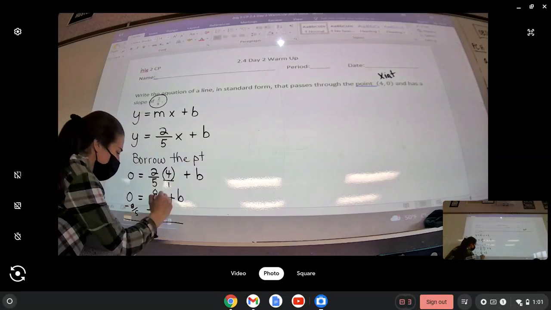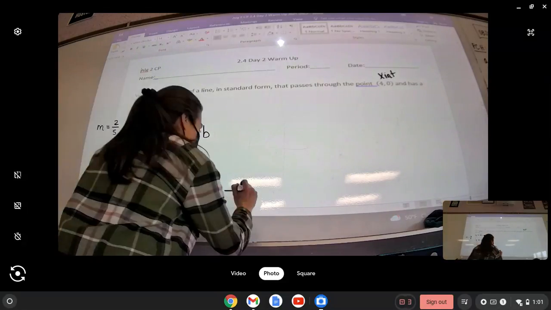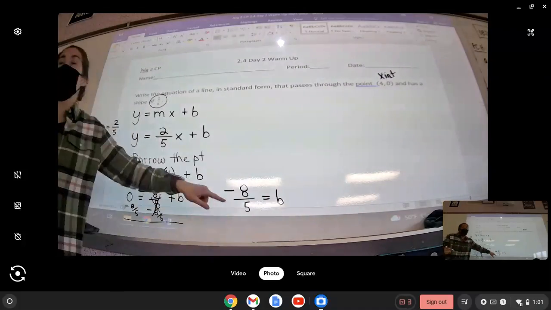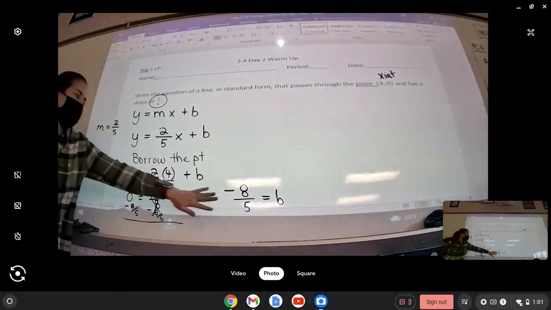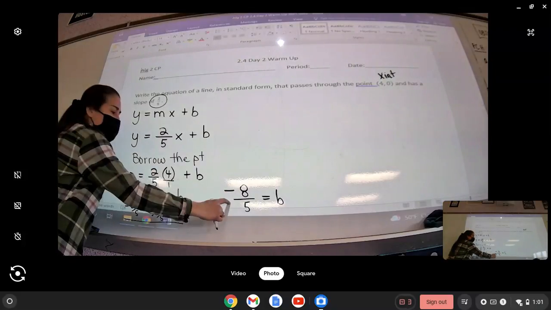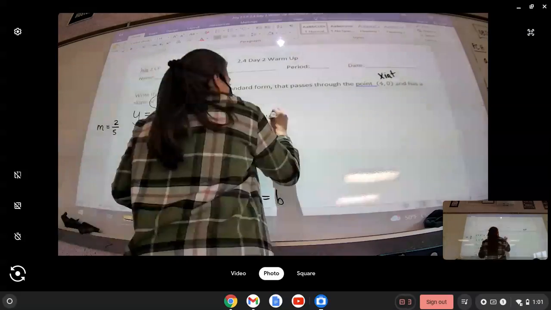And then it's nice and easy because normally you're like, oh man, I got to add and subtract fractions. Actually, no, you don't this time. What's 0 minus 8/5? Negative 8/5. So now you do know the b. You do know the y-intercept. And it's ugly. It's not a pretty number, that's for sure. But who cares because we're not graphing. So who cares if the y-intercept is ugly? So all you have to do is put that b in for that b right there, and you'll have written your equation.